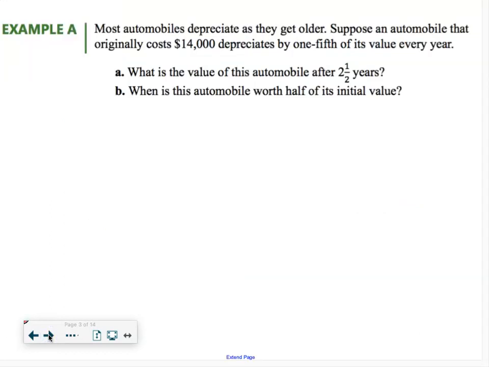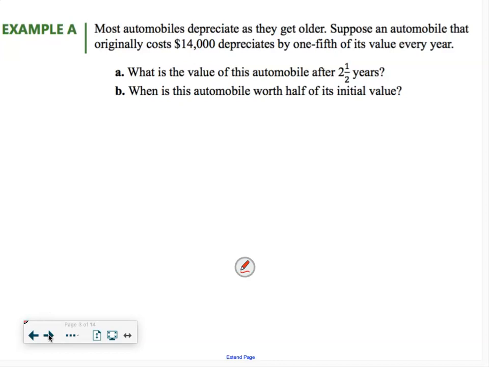So the first example we're going to start with is cars. We've talked about this before. Most cars go down in value. As soon as you drive them off the lot, the price drops. So let's talk about a car that was originally $14,000. So we're going to start time with year 0.